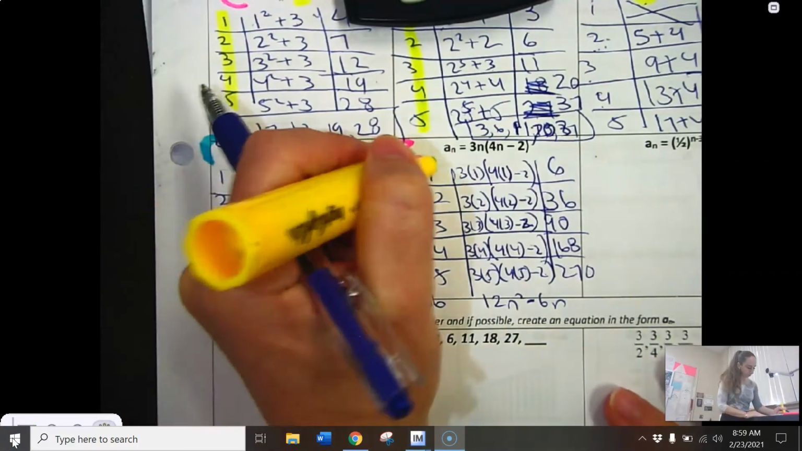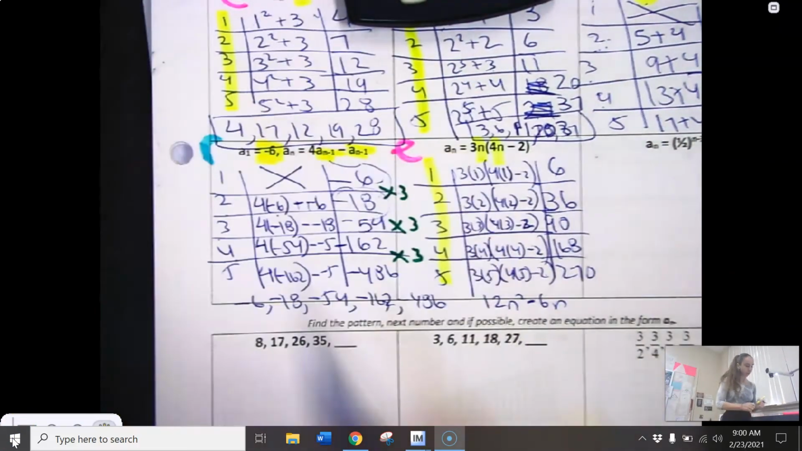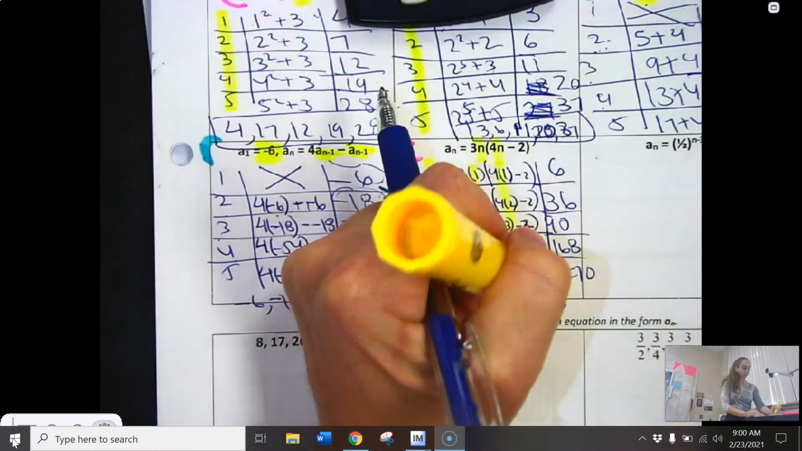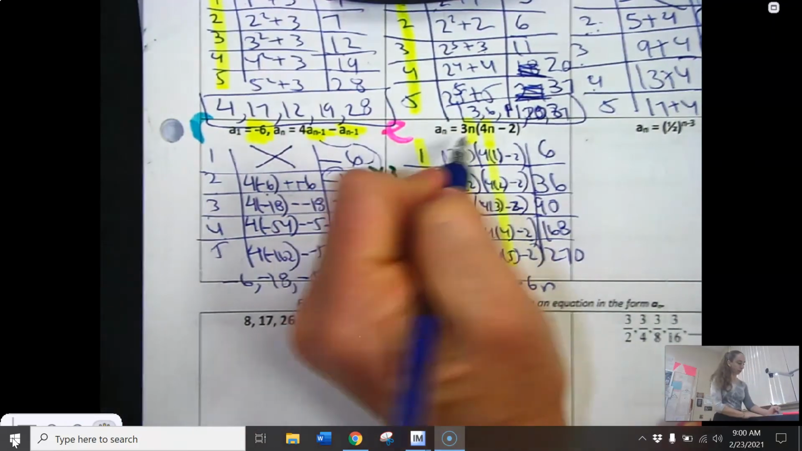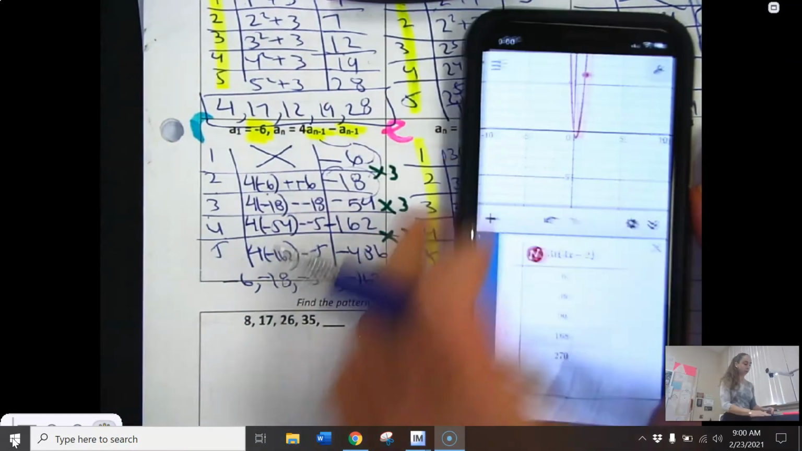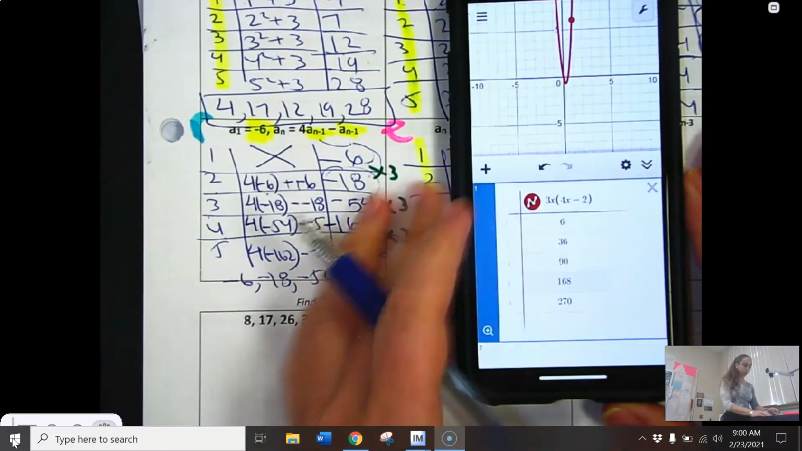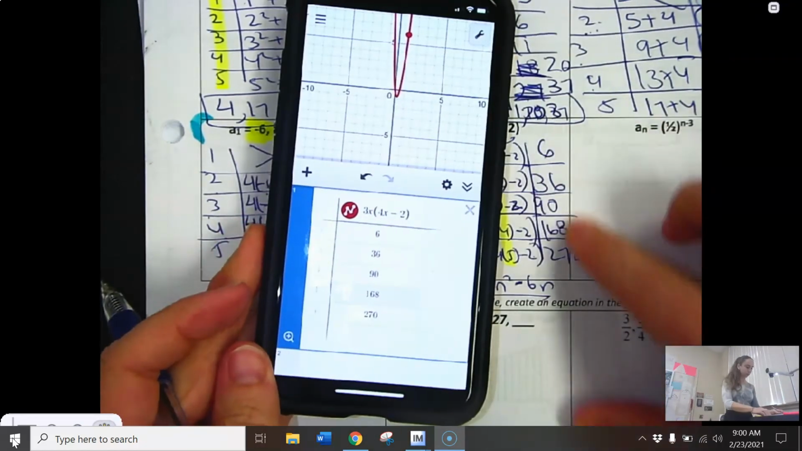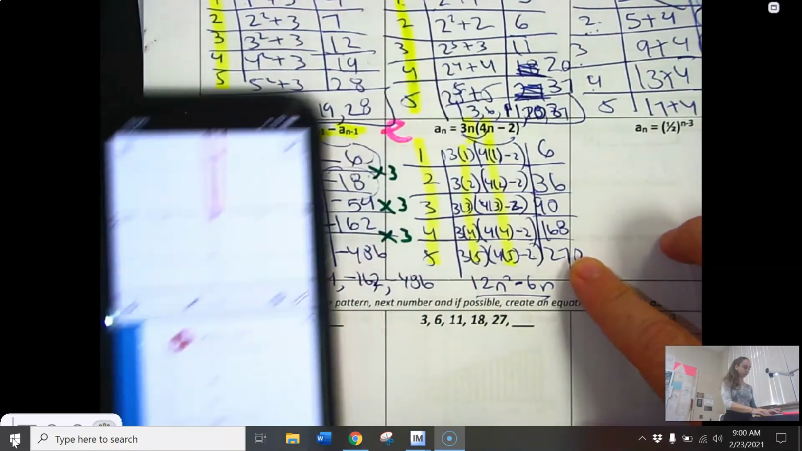I think I'm going to pause it there. So I want to show you, I took the ones. Every time I saw an n, I plugged it in. There we go. I also looked at it a different way, as I distributed and got that. It's a quadratic. I then took the equation and put it into Desmos, and if you look, there's all the terms in the sequence.